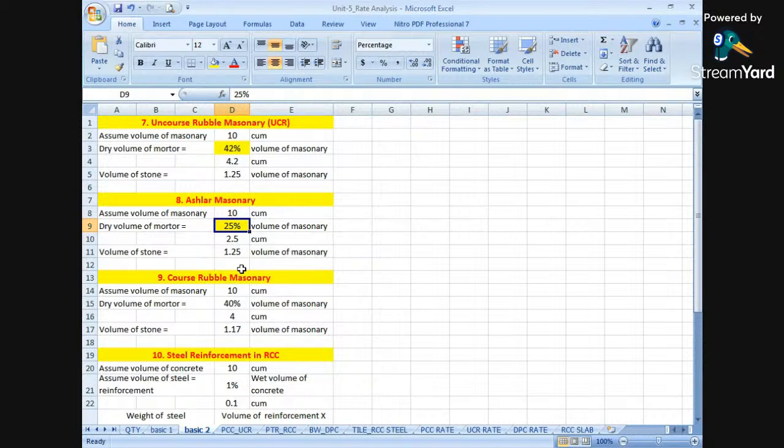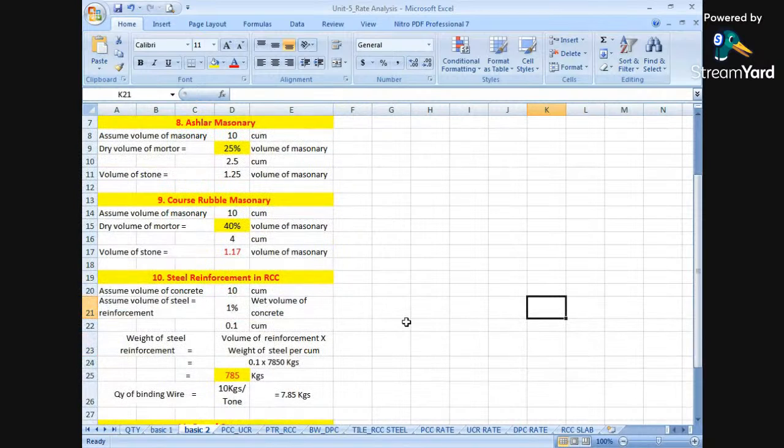The same concept has been used. Next is coarse rubble masonry. So intermediate of 42 and 25, somewhat 40, we are taking for this, that is for coarse rubble masonry, okay? Again, this multiplication factor is somewhat different, at 1.17. So the volume of stones we require is 1.17 times the volume of masonry.